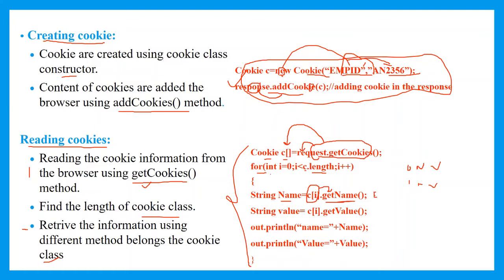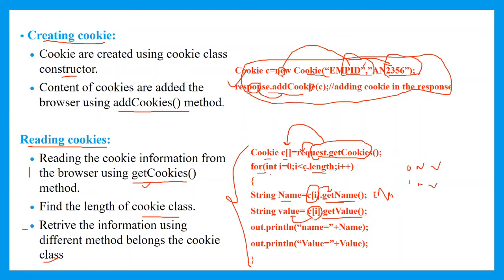Employee ID. Similarly, I want to retrieve the value which has been assigned to the cookie. So we will make use of a method called getValue. The getValue is a method which is going to retrieve the value assigned to the cookie. And through the instance of the Cookie class, I am calling the getValue method. The return value will be assigned to the variable called value.